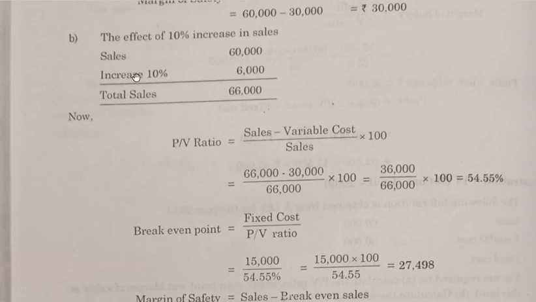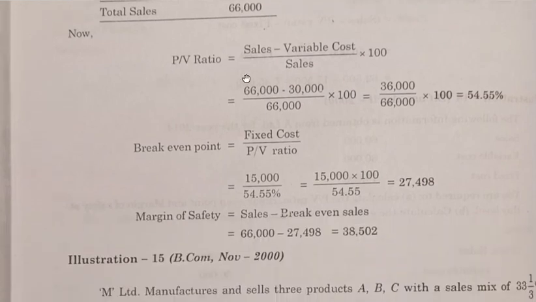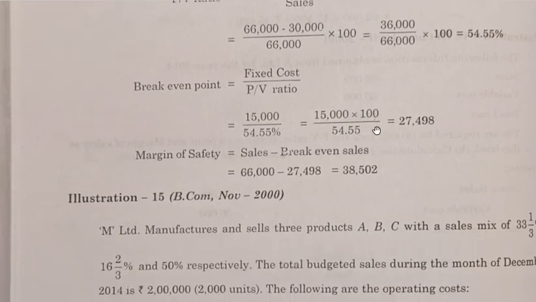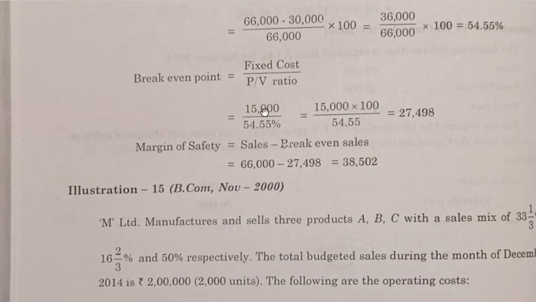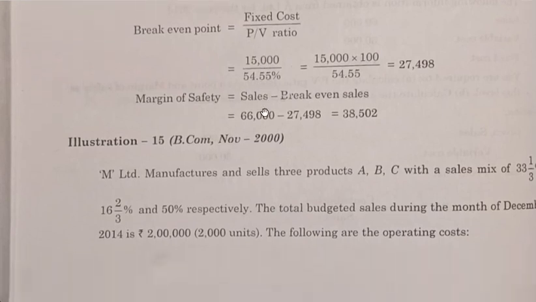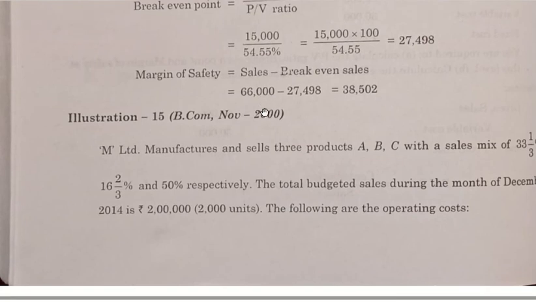So the sale price is increasing by 10%. Sales last year it was 60,000, now it has increased by 10%. So 60,000 into 10% is 6,000. So 60 plus 6, 66,000. So your PV ratio is equal to sales minus variable cost divided by sales into 100. Sales minus variable cost is contribution, 36,000 divided by 66,000 into 100. You get 54%. BEP is fixed cost divided by PV ratio, 15,000 divided by 54.55%. So your BEP is 27,498.